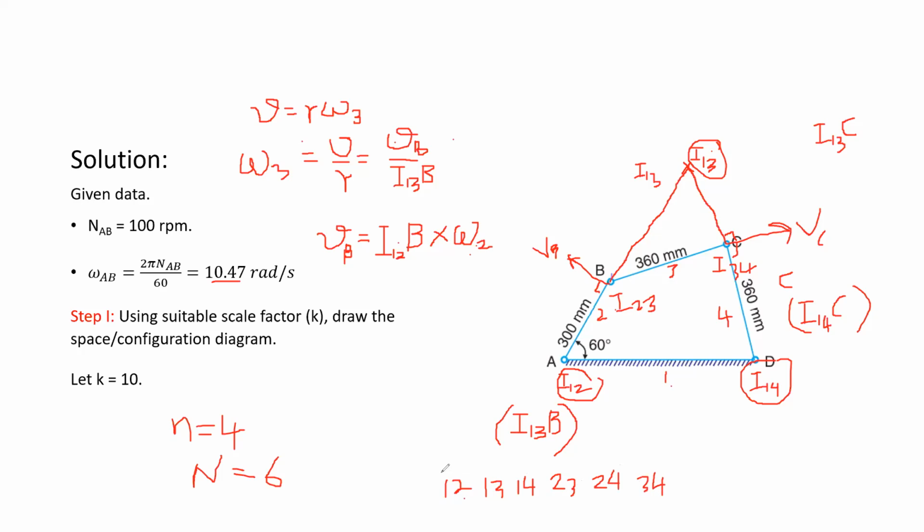Out of that, what we know? We know I12, I13 we just located. I14 we know. I23 here we know. I24 is unknown. ये हमें find out करना है. और I34. So how to find out I24?